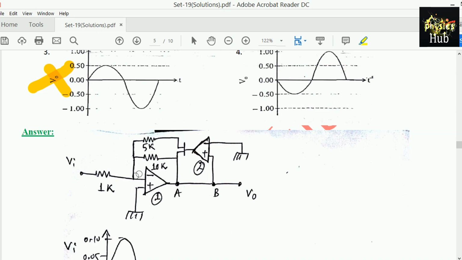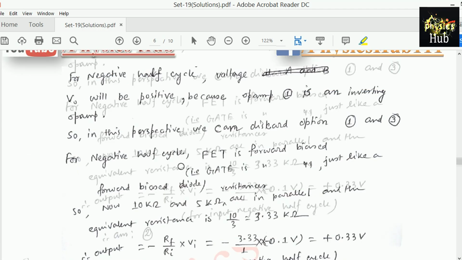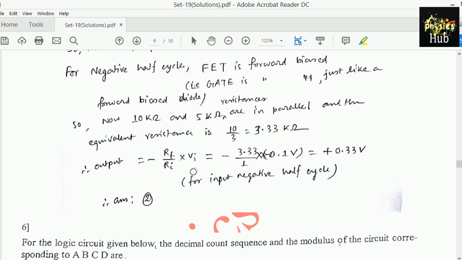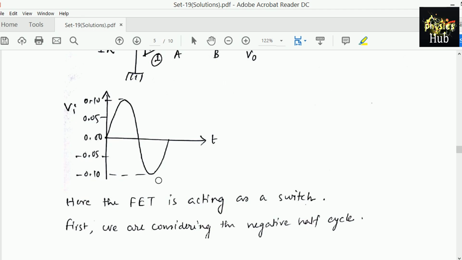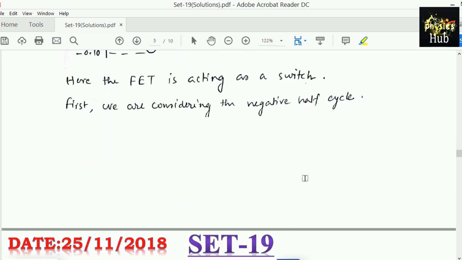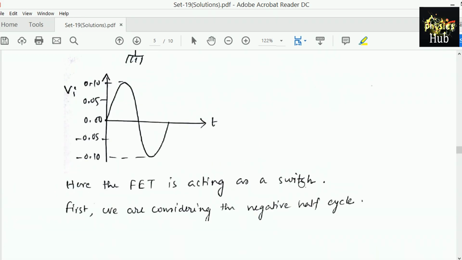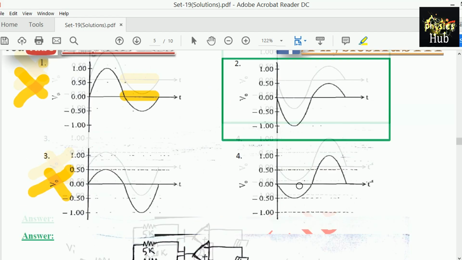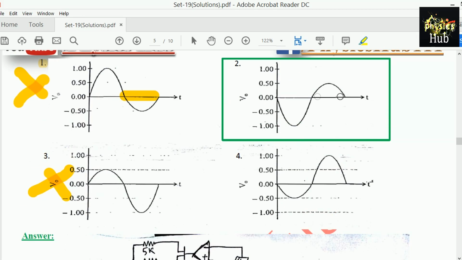So 5 kilo ohm and 10 kilo ohm are in parallel now. We have to calculate the equivalent resistance to calculate the voltage at this point. If we calculate the equivalent resistance, we will get 3.33 kilo ohm. Therefore the output is minus RF by RI into VI, which means 0.33 volt. In VI we are putting minus 0.1 volt. So at the negative peak we should get an output voltage of 0.33 volt. The image is not plotted clearly, but it will be 0.33 at this level, below this 0.50.